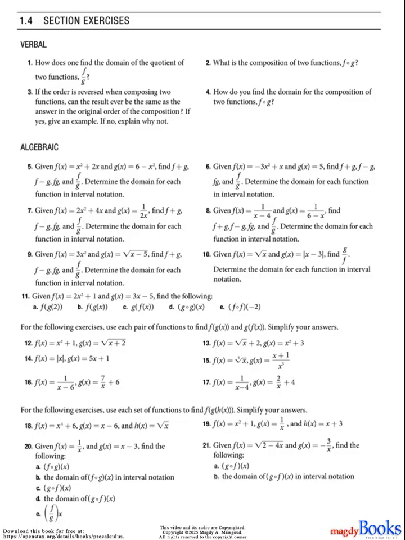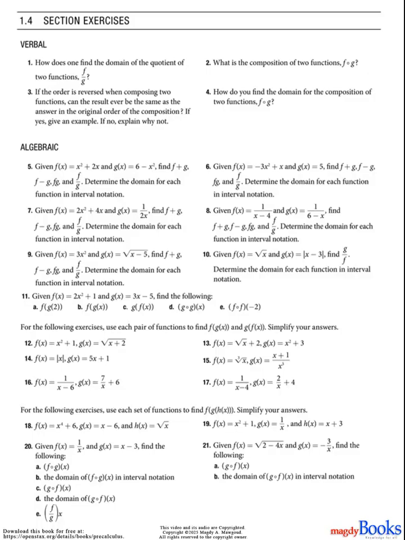9. Given f of x equals 3x squared and g of x equals square root of x minus 5. Find f plus g, f minus g, fg, and f over g. Determine the domain for each function in interval notation.